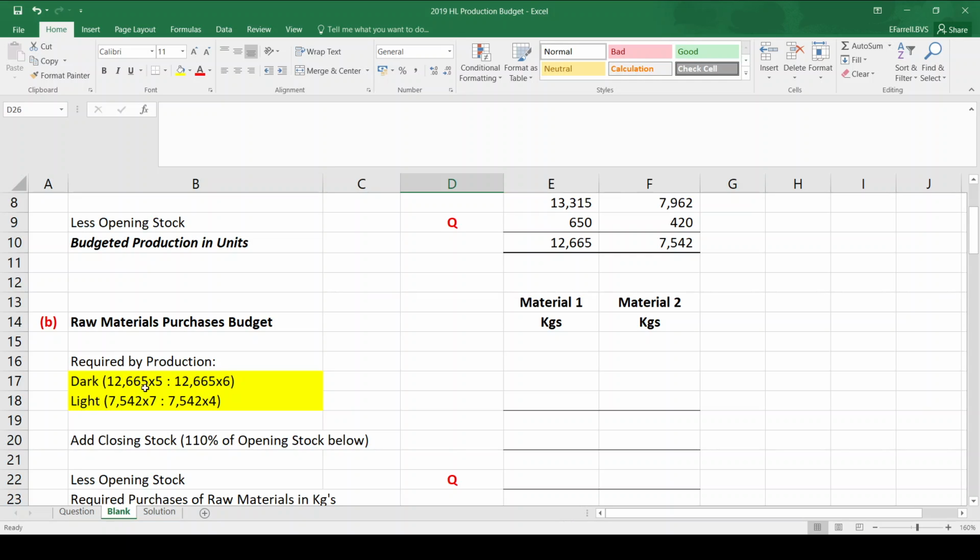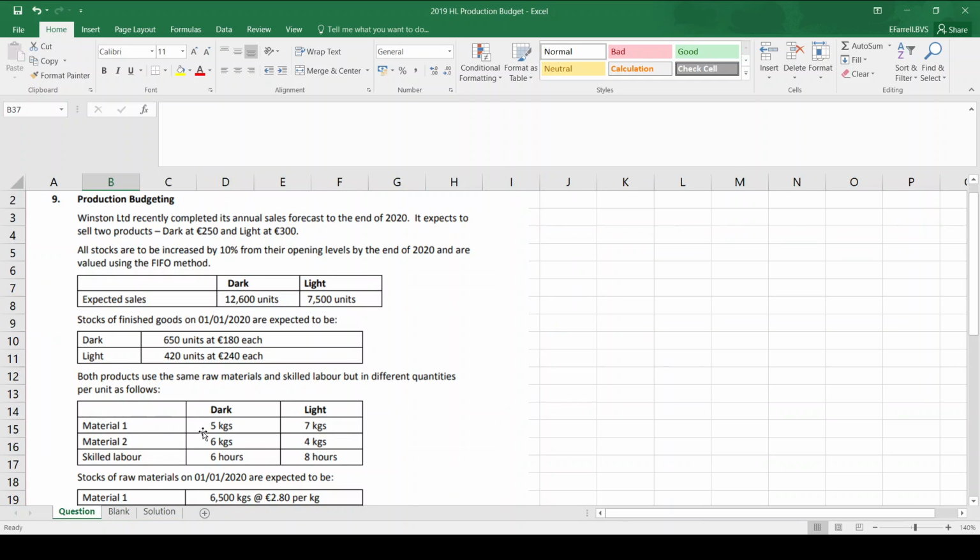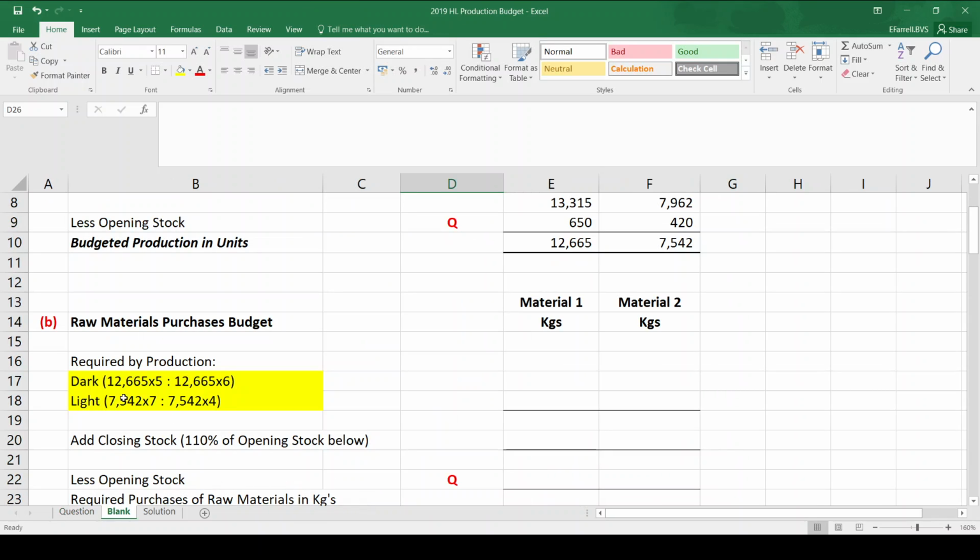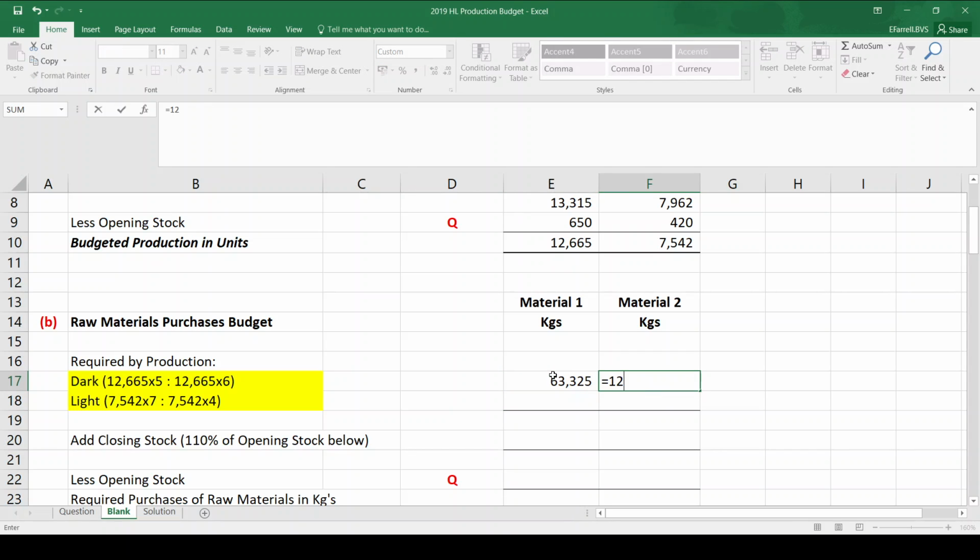So you're going down from the question, 5 and 7 and 6 and 4, because material 1 is 5 and 7 for dark and light. And material 2 is 6 and 4 for dark and light. So here, this is going to be 12,665 by 5. Here we have 12,665 by 6. 7,542 by 7. And 7,542 by 4.